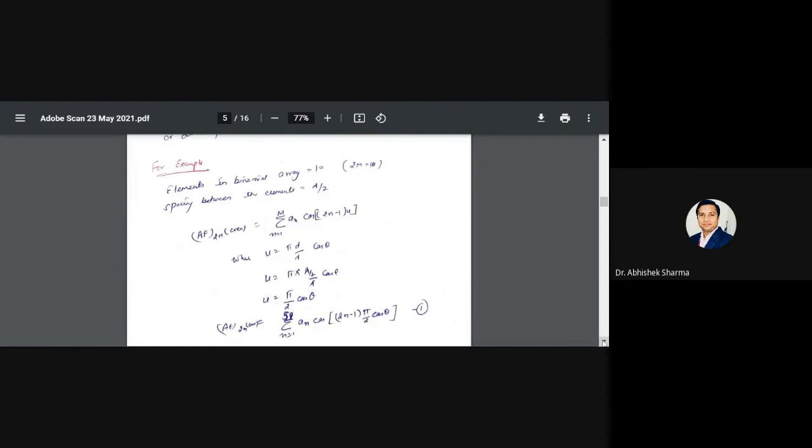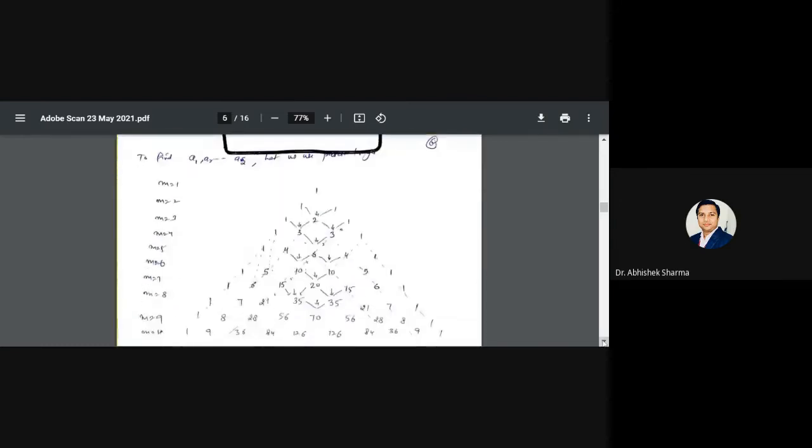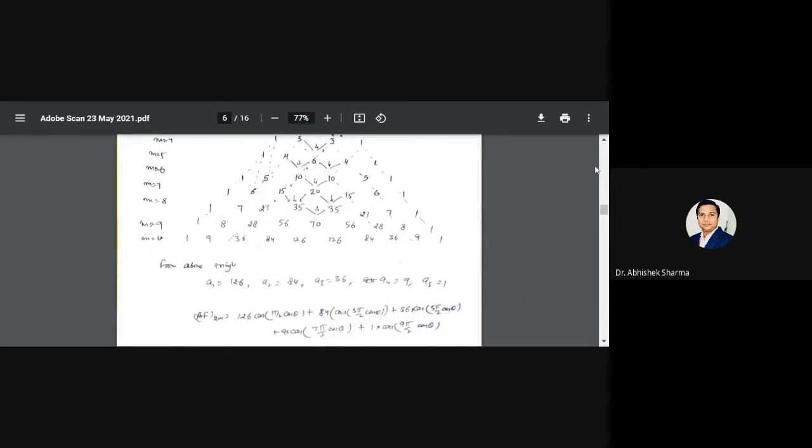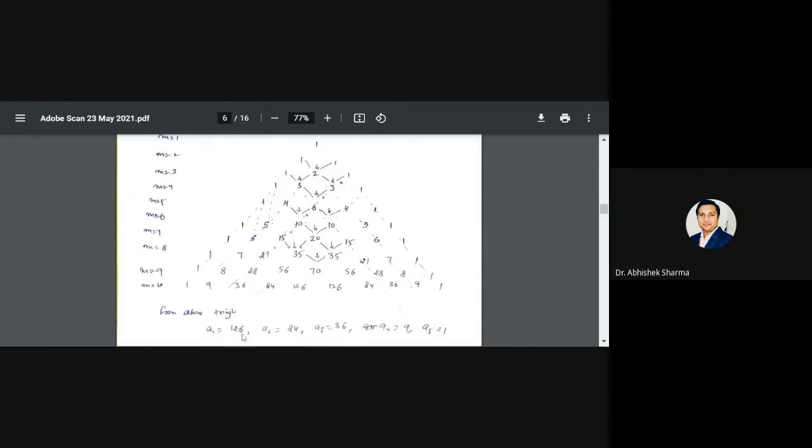So I have already told you what we have to do. We will write it as m1, m2 up to m10. Then your a1 will be equal to 126, a2 84, a3 36, a4 9, a5 1. Because it is symmetric on both sides, 5 elements on this side and 5 elements on this side, so total 10 elements. So from the above triangle we get a1 is equal to 126, a2 is equal to 84, a3 is equal to 36, a4 is equal to 9, a5 is equal to 1.